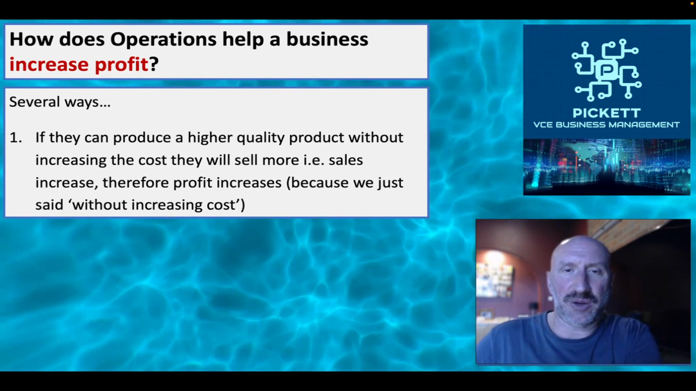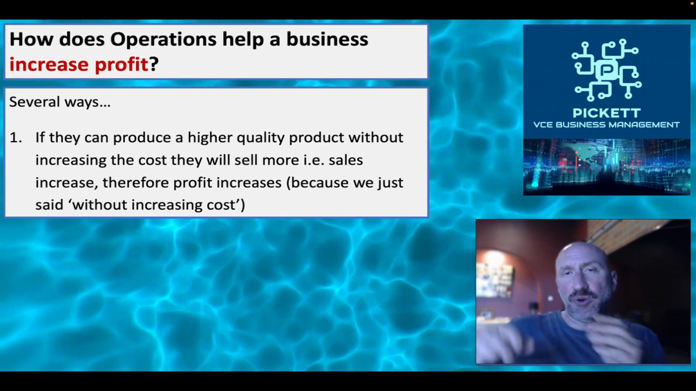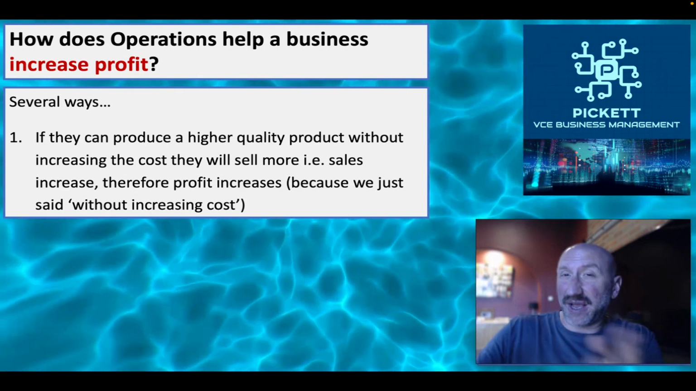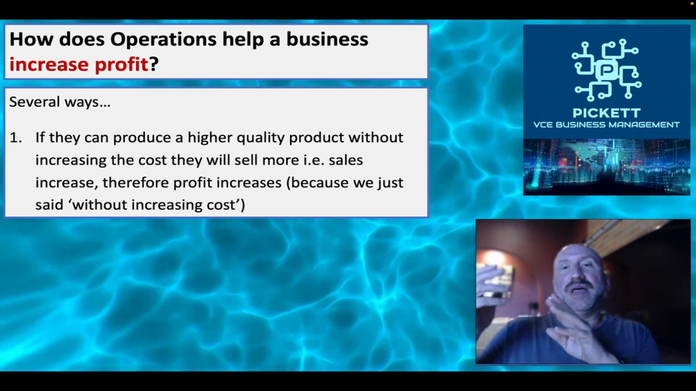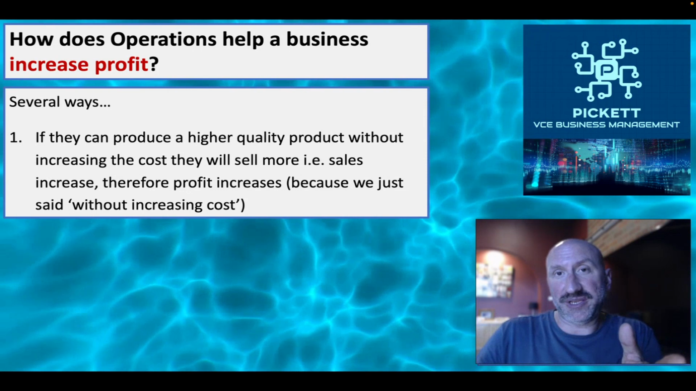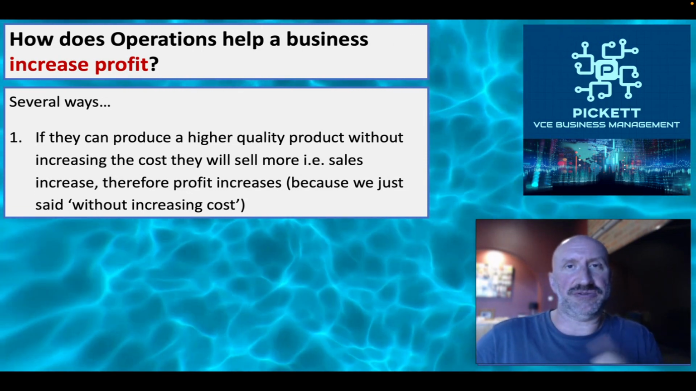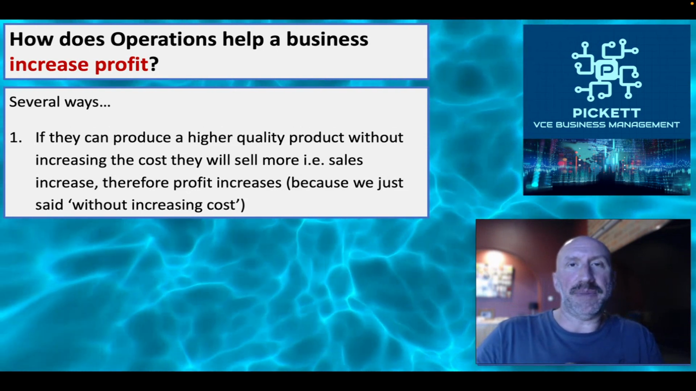If we can produce a high quality product without increasing the cost, we might be able to sell it to our customers without increasing the price. But now they're getting a high quality product for the same price. That should lead to an increase in sales. Increase in sales helps us make more profit.